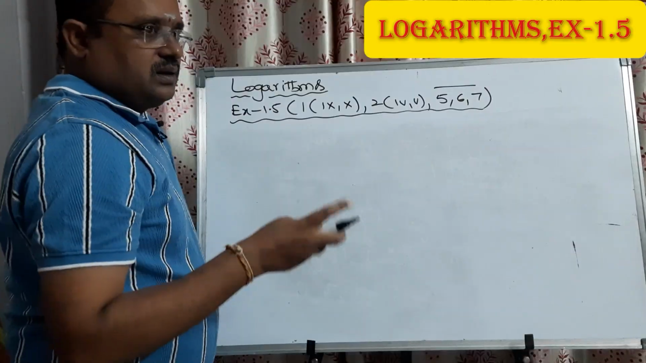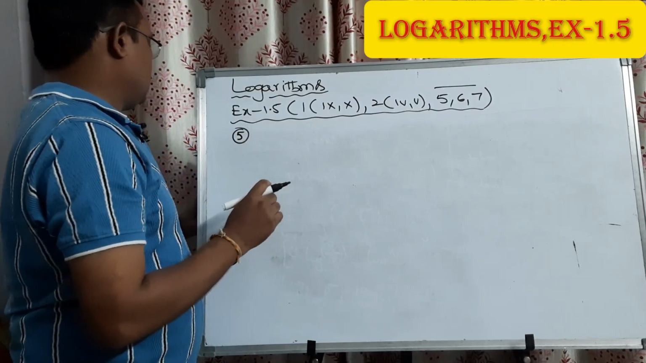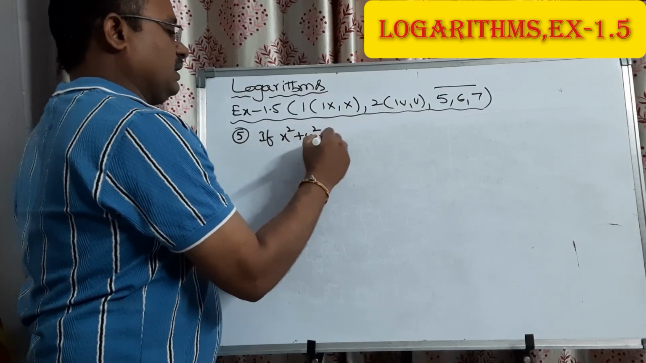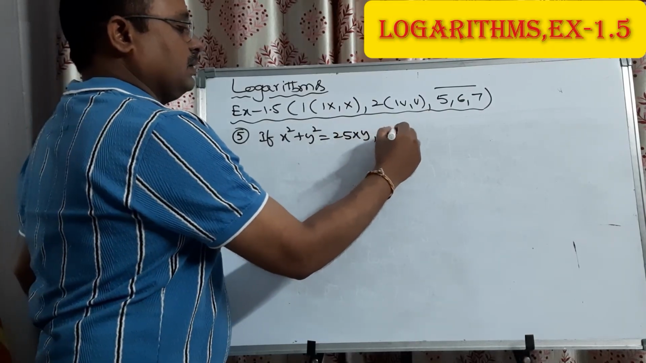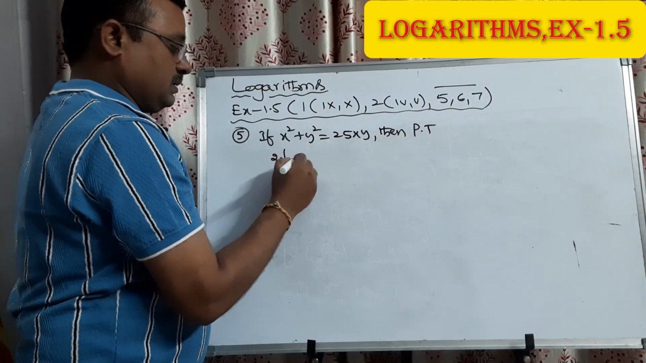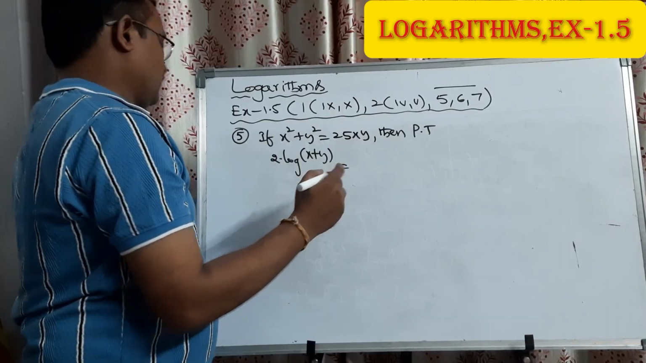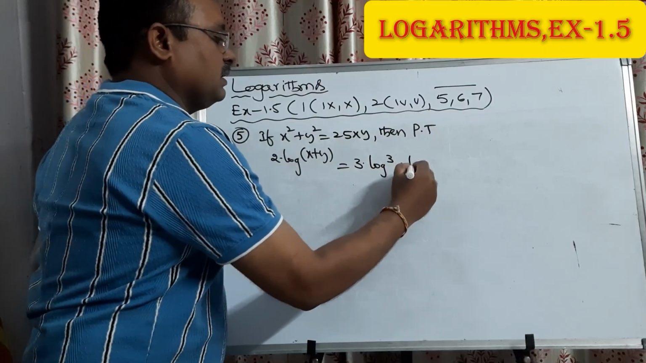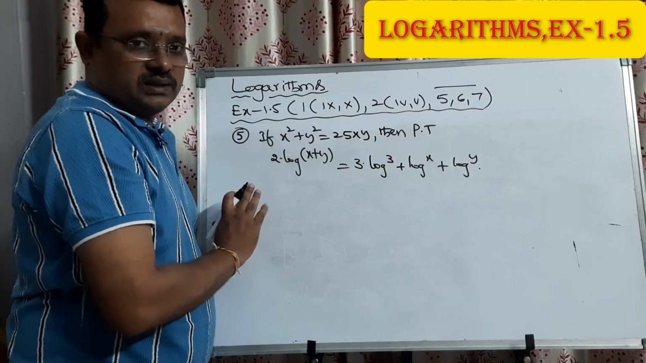This ends the short answer questions or long answer questions. That one is the fifth one. Neatly I will explain, please observe that. The question is: if x square plus y square equals 25xy, then prove that 2 times log of x plus y is equal to 3 into log 3 plus log x plus log y. This is the question they are asking.